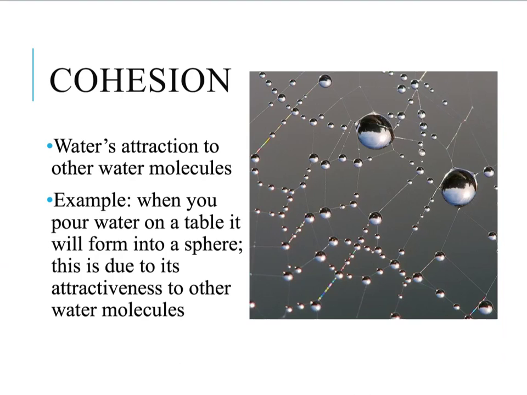The next property is cohesion, and cohesion and adhesion go really well together. Cohesion is water's ability to be attracted to itself. So when it's attracted to itself, it sort of forms this sphere shape, like we can see in the way that it's sticking to the spider web. And here's a little smiley face. But the fact that it's sticking in a sphere shape is cohesion, and the fact that all of these droplets are stuck on this spider web is adhesion.